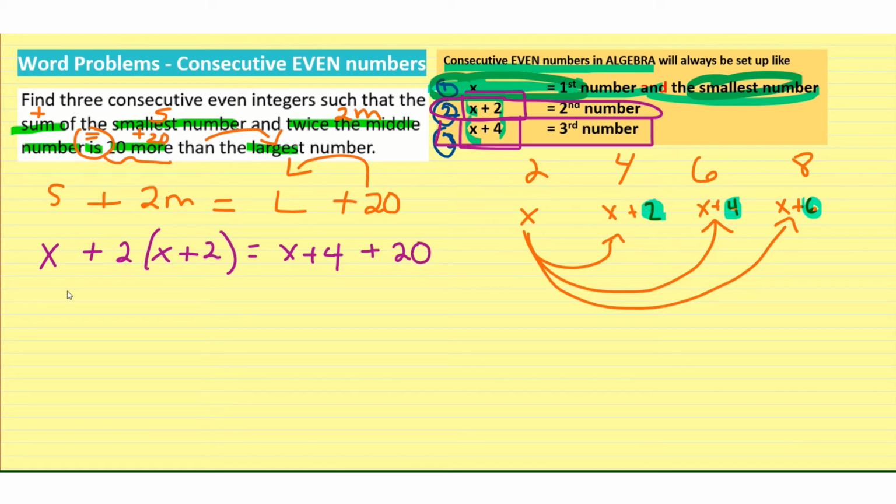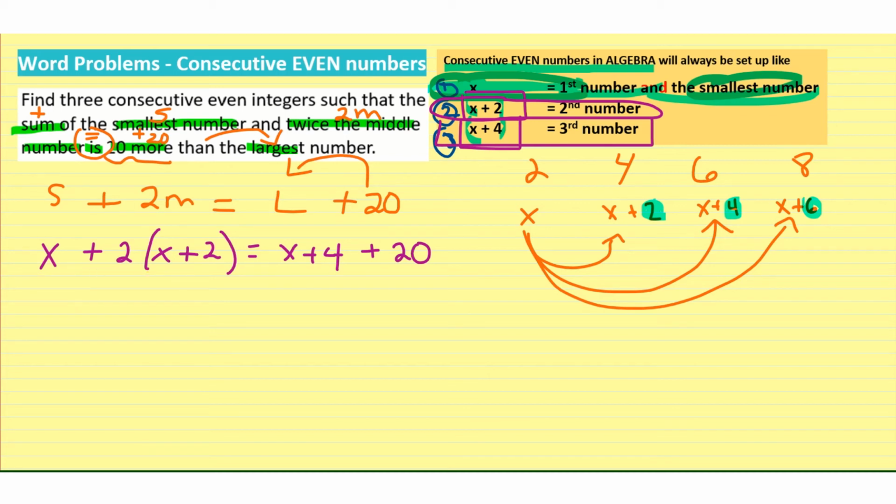I now have the smallest number, which is the first one, plus 2 times the second number, which is the middle number, equal to the largest number plus 20, because it is 20 more than the largest number. Hopefully that helps you think through that. We now have a nice equation that is pretty simple to work because it only has one variable, x. Any equation in one variable, we can use order of operations to solve rather simply.